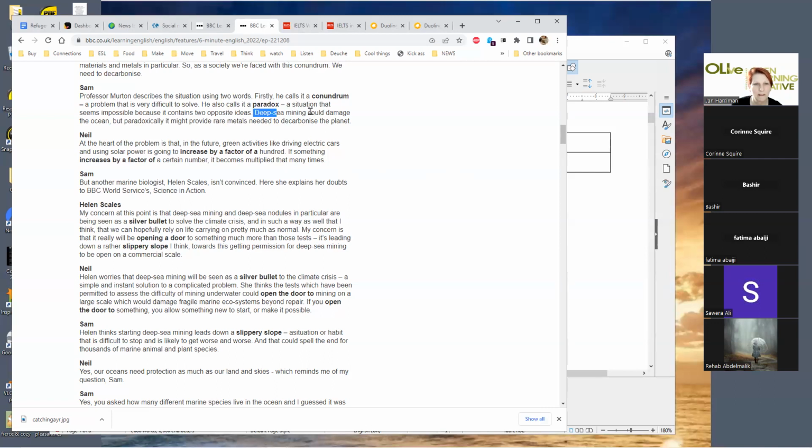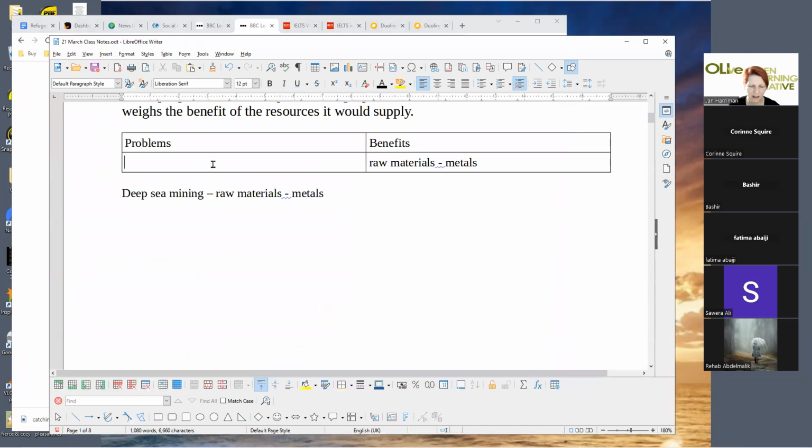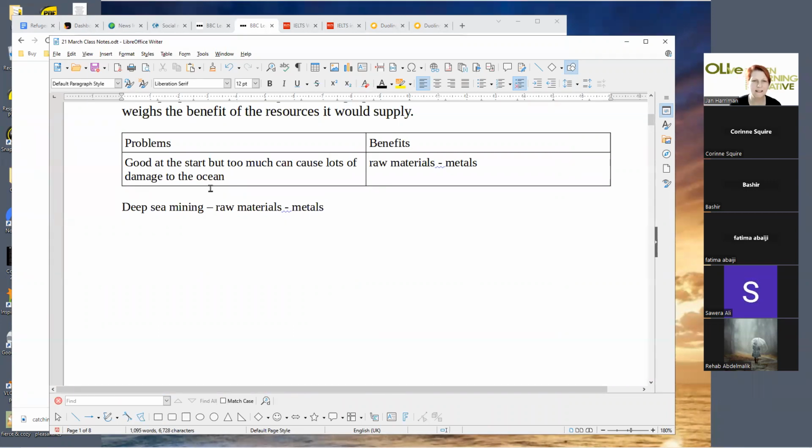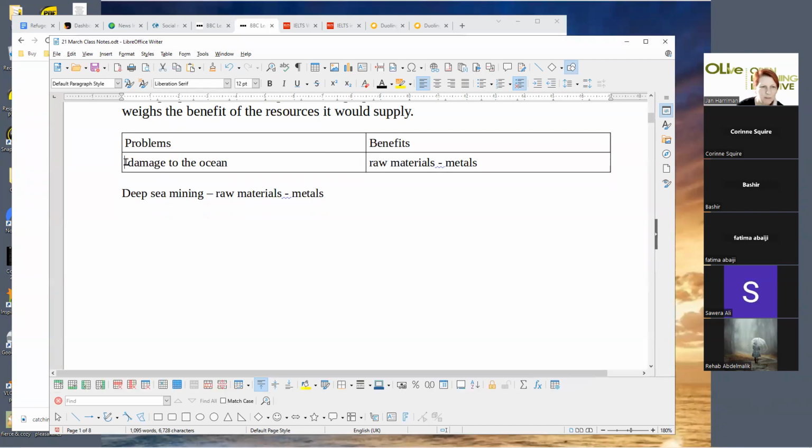Yeah. As we see with a lot of things, when they start, it's good, but then at the end, there's always damage. So, good at the start, but too much can cause lots of damage to the ocean. Right? So the benefit is the raw materials, and the problem is damage to the ocean.